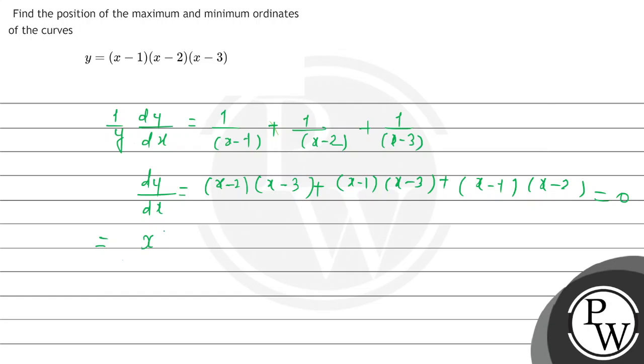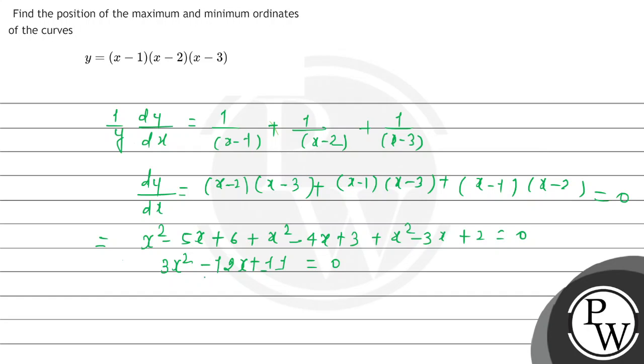So what we'll get is x² − 5x + 6 plus x² − 4x + 3 plus x² − 3x + 2 is equal to 0. After simplifying this, we get 3x² − 12x + 11. So we'll get this value, and then now we'll try to find out the roots.